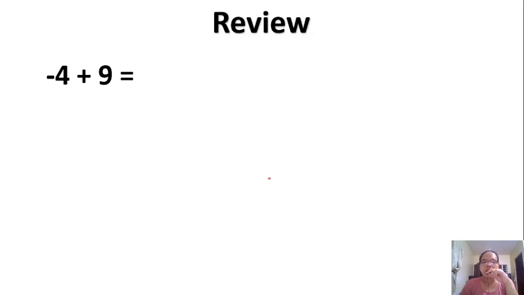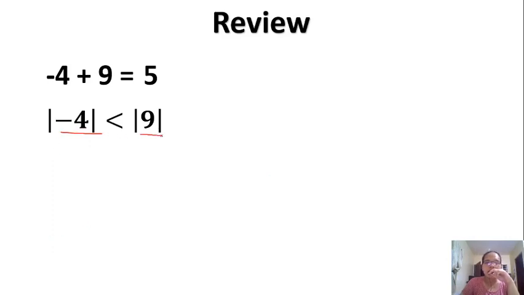Okay, so let's have addition of two numbers with different signs. What's the sum of negative 4 and 9? So you simply get the difference. When you subtract the 2, you'll get 5. And what will be the sign of the sum? So you follow the sign of the number with the greater absolute value. What's the absolute value of negative 4? That's 4. What's the absolute value of 9? It's 9. So the absolute value of 9 is greater than the absolute value of negative 4, and the sign of 9 is positive.